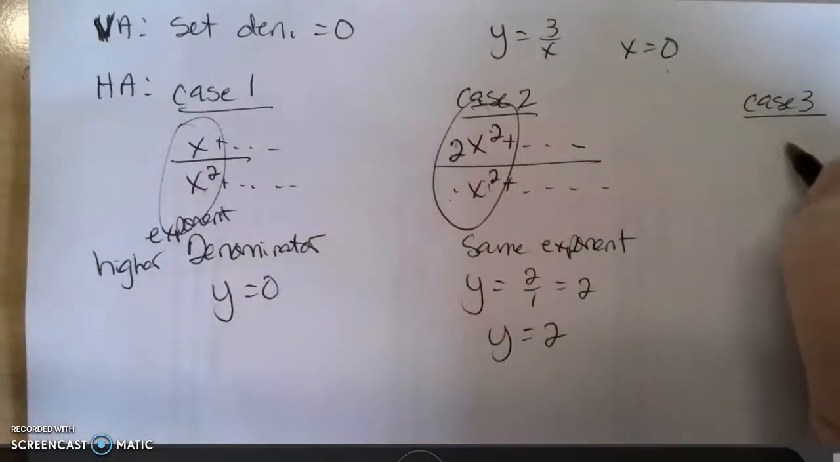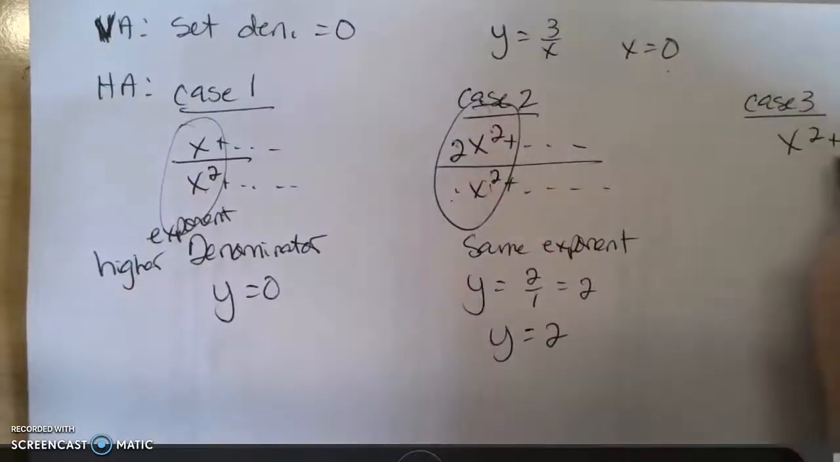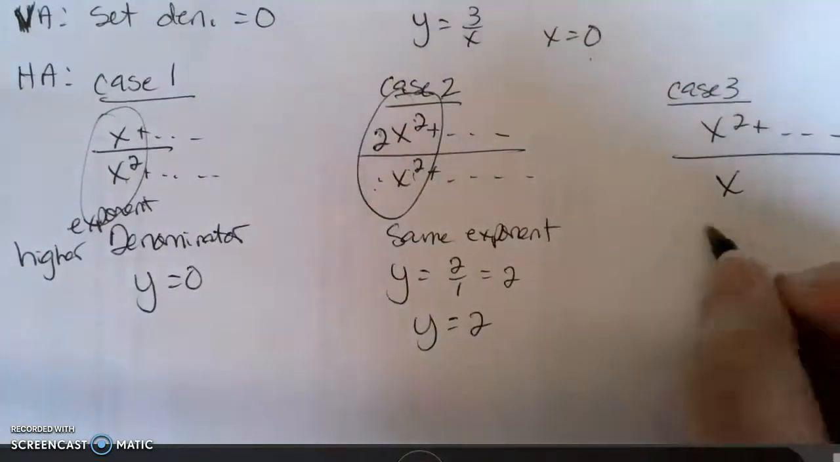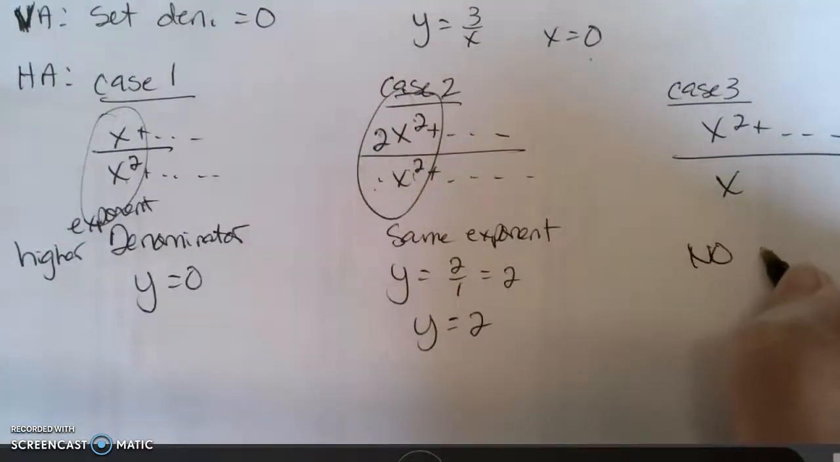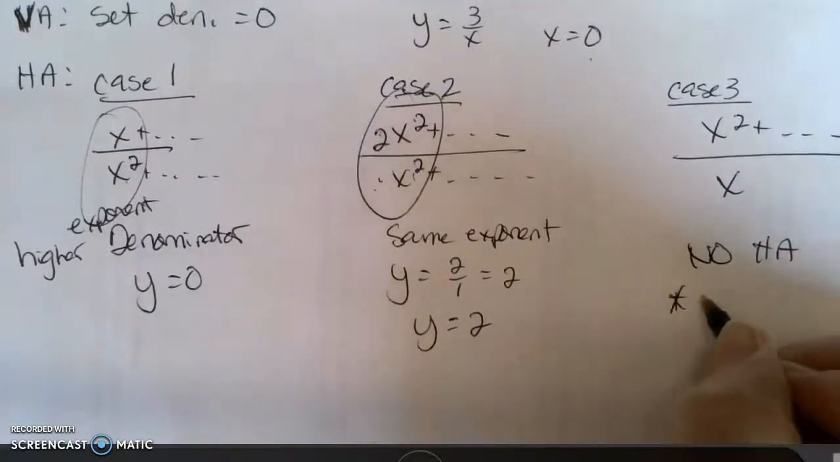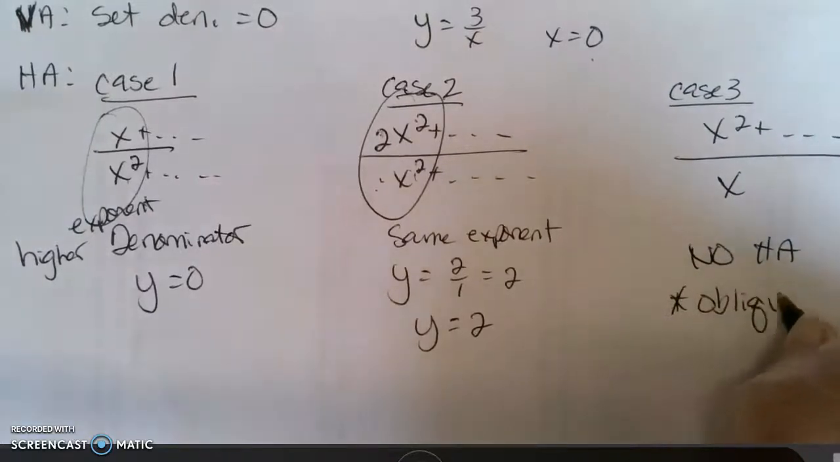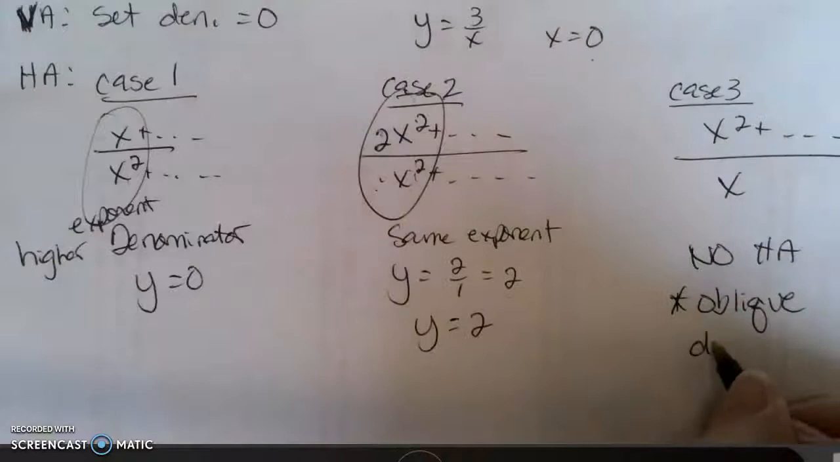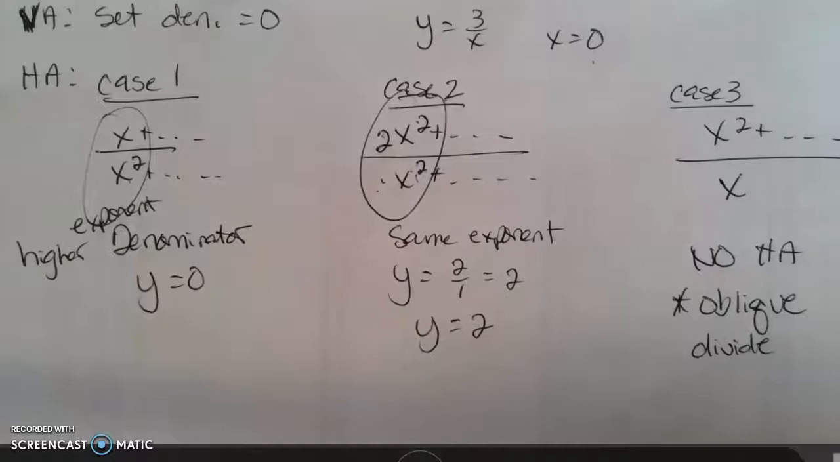So the third case would be if my numerator is bigger. In this case, we have no horizontal asymptote. Instead, we have what's called an oblique. So for right now, you just need to know about it. It won't be in these problems. We will start with this on Wednesday or another day in another assignment, in which case you're going to have to divide and get your oblique. Okay, so those are your three cases.